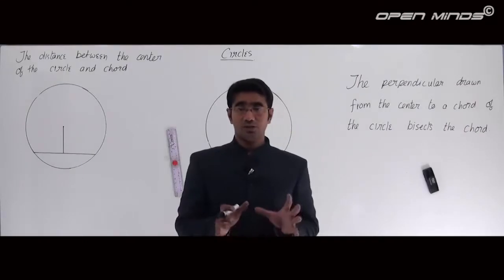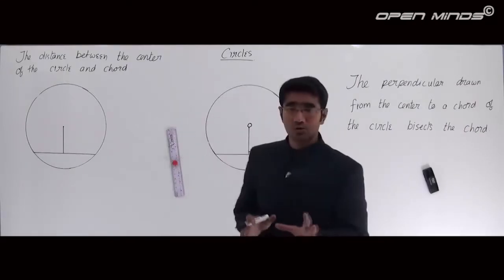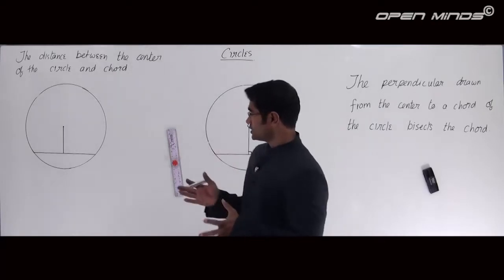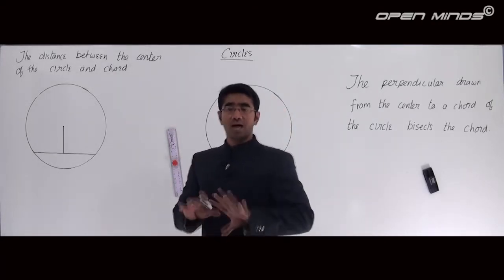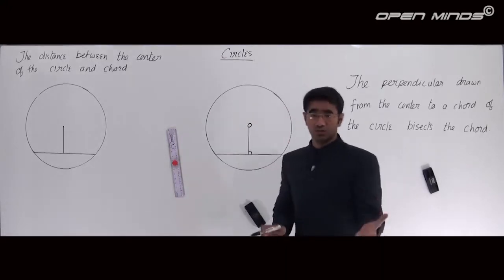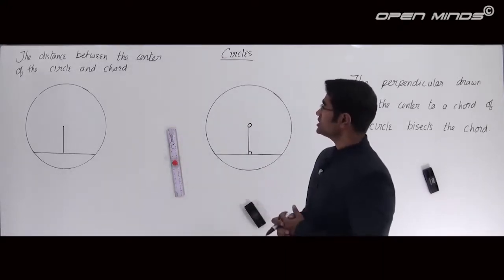Hey guys, now this session is really interesting. We talk about the properties connected to the center of the circle, the chord, and the distance between them. Alright, so the first property we're learning, other than the terminology, is what we did in the revision class. Okay, so look at that. He says the distance between the center of the circle and the chord.